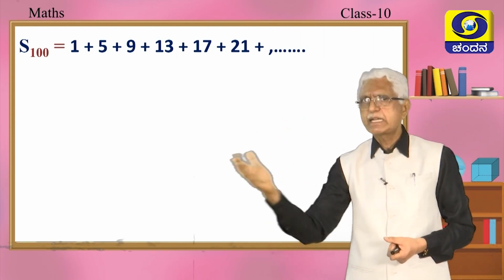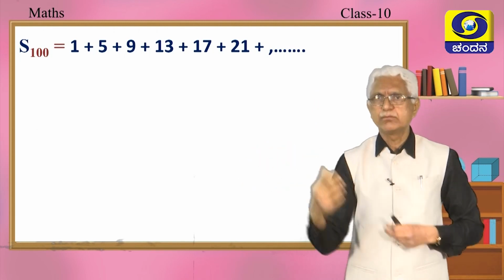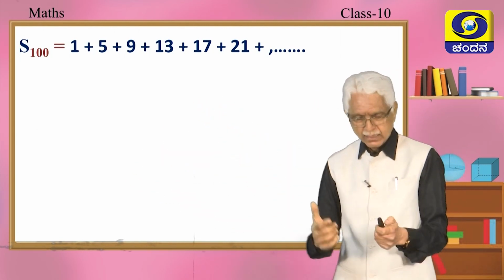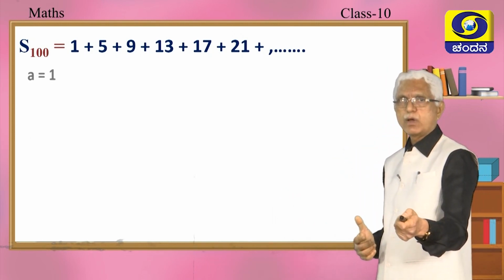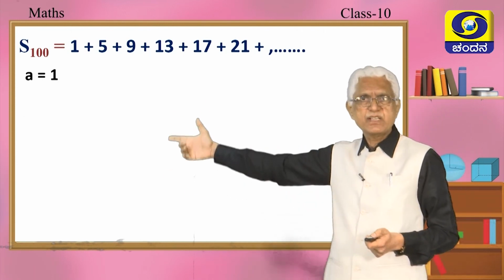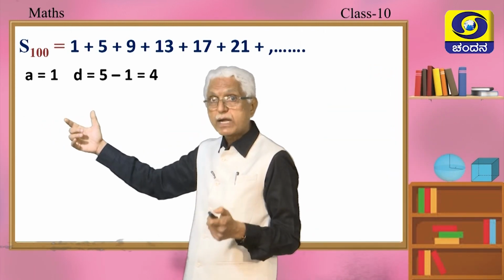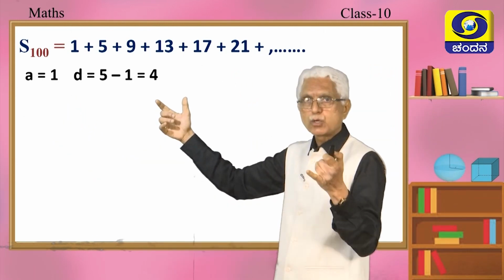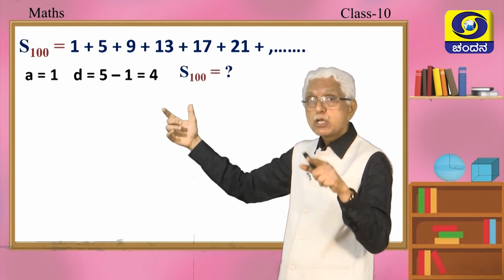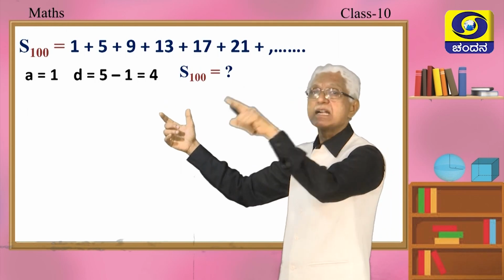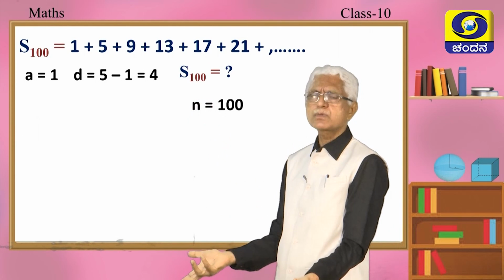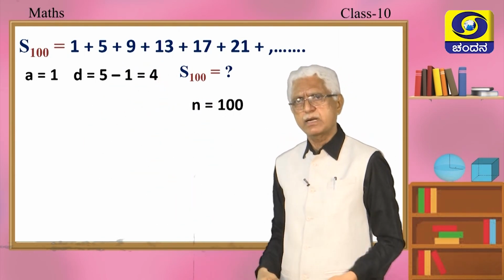If it was the first 3 terms, 1 plus 5 plus 9, add and give. First 7 terms, add and give. First 100 terms, okay? Please watch. What is the first term here? A is equal to 1 is the first term, am I right? Next, what is the common difference? 4. So, you know A, you know D. And you have to find the sum of 100 terms, so n is 100, because 100 terms are there.